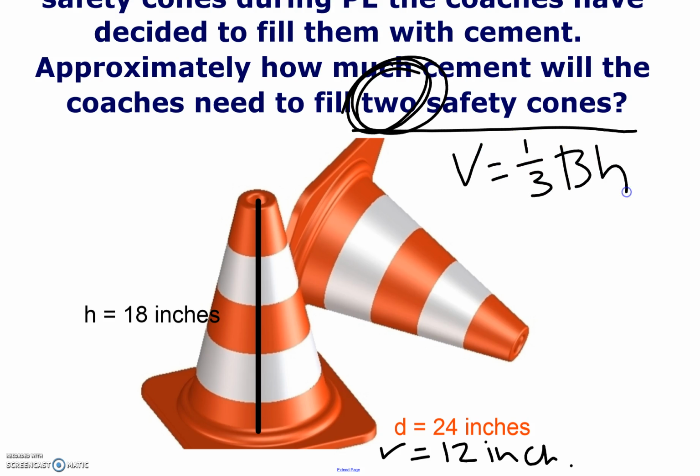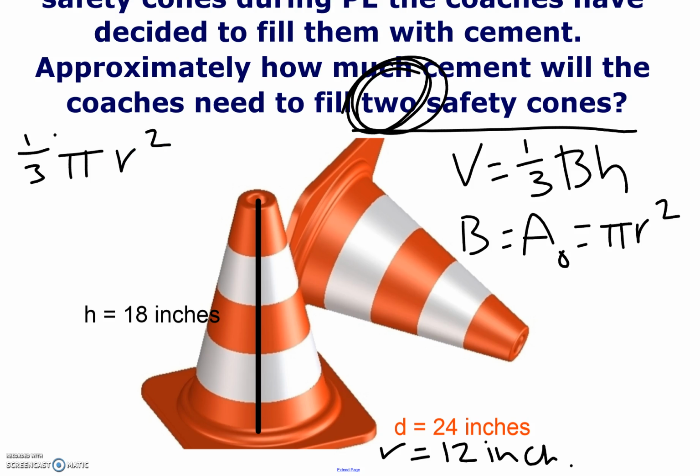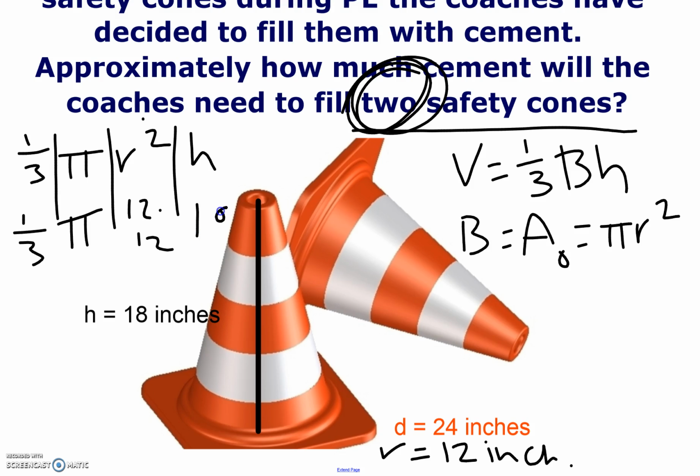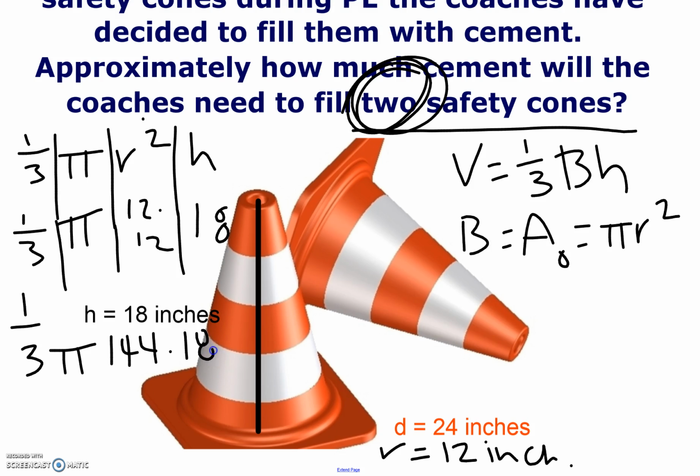So I have what I need in order to solve this problem. Area of the base times height. Our base is a circle. So B equals area of a circle equals pi r squared. So let's build our table. 1/3 pi r squared times the height. 1/3 pi, 12 times 12 times 18. So 1/3 pi, 144 times 18. And my lines didn't come down, but there's where the lines would be.